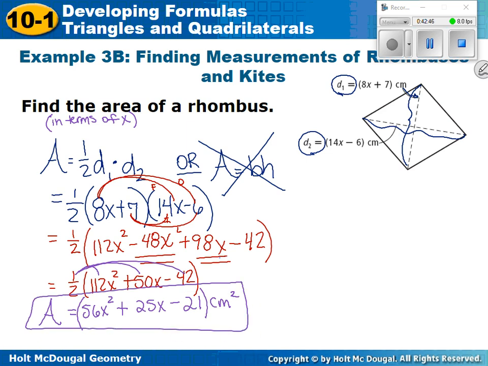Questions? Please ask me now if you're lost anywhere with the algebra. The geometry part's just, do you know the formula? Can you plug it into the formula? Everything else today is, can you do the algebra?